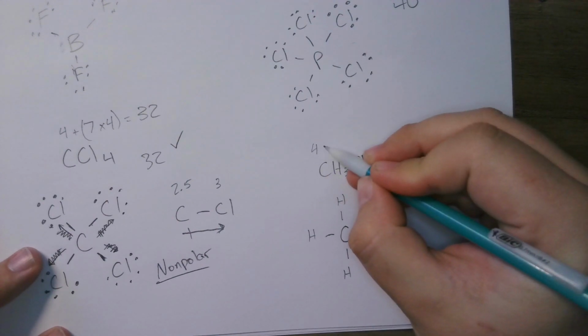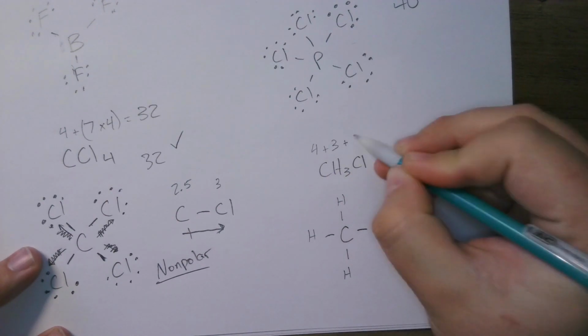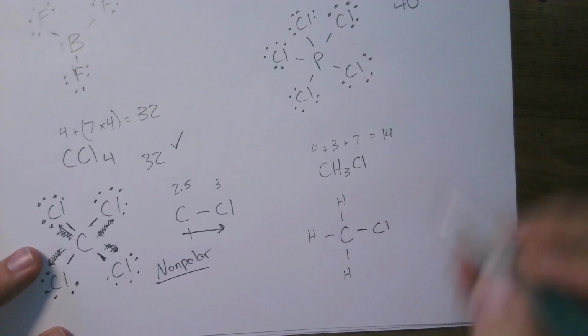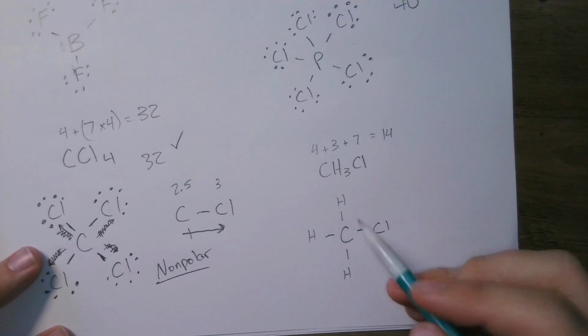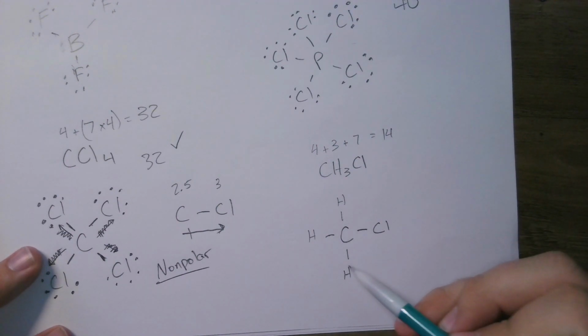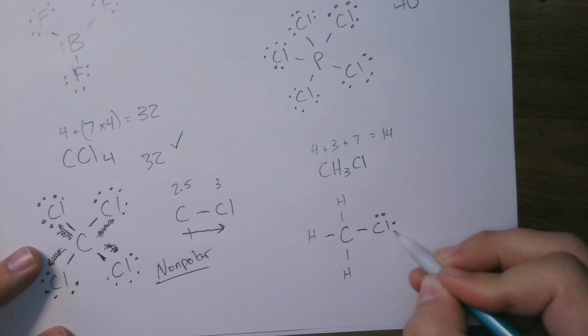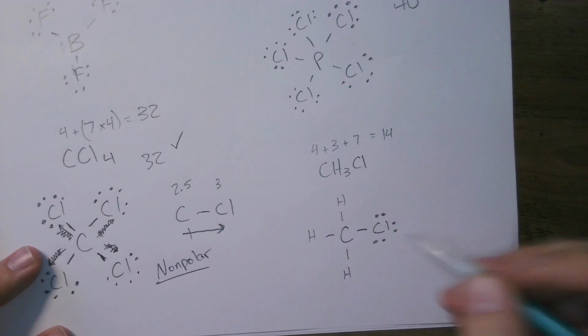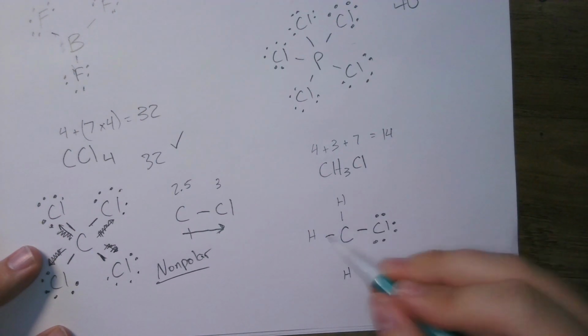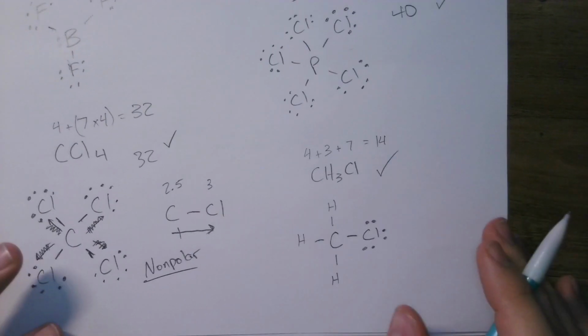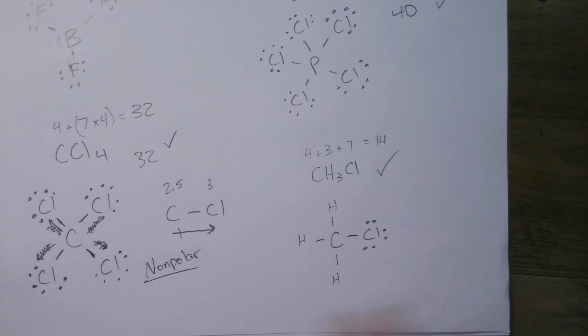I have 4 plus 3 plus 7 equals 14 electrons to use in my picture. My hydrogens, these 3 are already good, so I don't have to do anything to them, but my chlorine needs 6 more to get it up to 8. My drawing has used 6, 7, 8, 9, 10, 11, 12, 13, 14. Okay. My drawing's good. We already learned the CCl bond is polar.